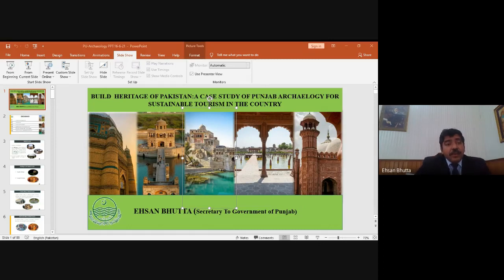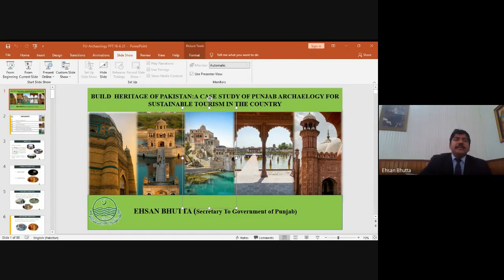The third one is the provision of public facilities, like benches, washroom facilities for families and other tourists, and then drinking water, gazebos, etc. These are very important for any heritage site or any tourism site in the world, and in Pakistan also.